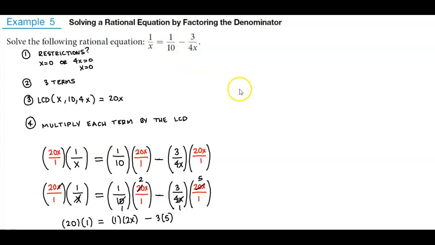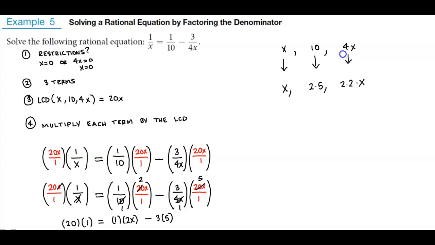So what they mean by factoring is that we have x as one of the denominators, we have 10 as another denominator, and 4x as the other denominator. When we break down the prime factorization for x, it's just x. The prime factorization of 10 is 2 times 5. The prime factorization of 4x is 2 times 2 times x.